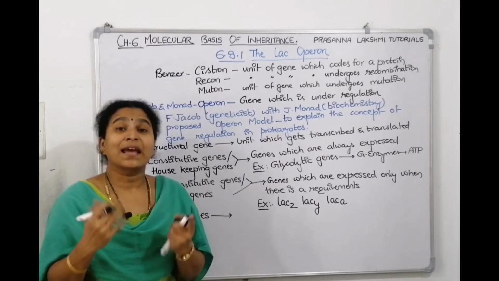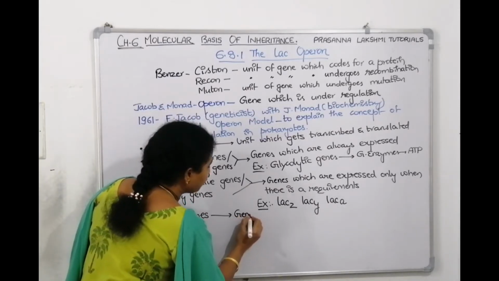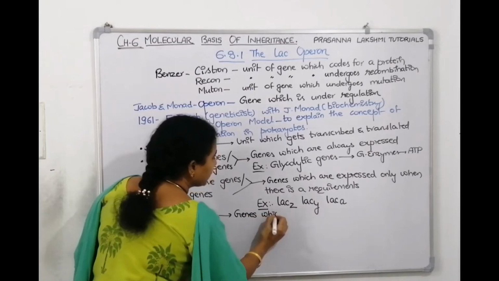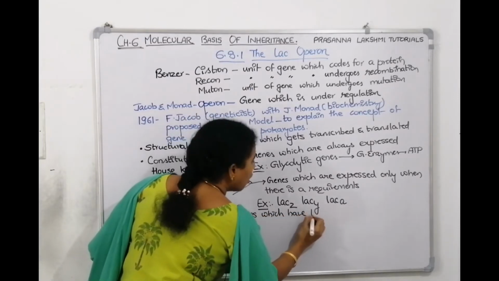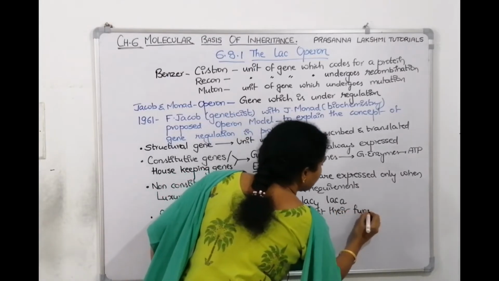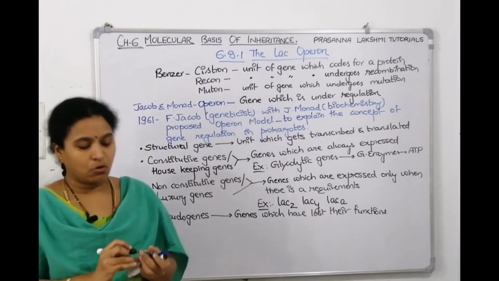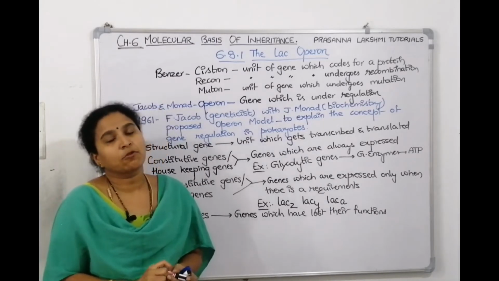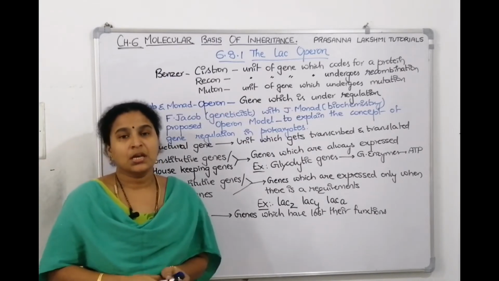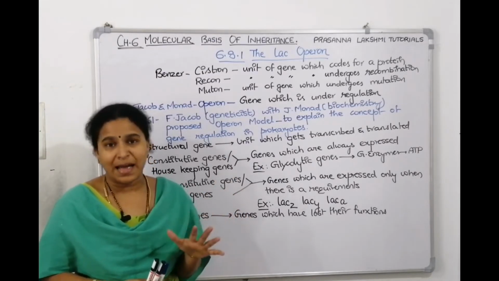So they lost their function. Pseudogenes means genes which have lost their function. They are not able to code for proteins. Earlier they were able to code, but now they have lost the ability to code for proteins. Then they are called pseudogenes. So I think with this introduction, we can step into the concept of Lac Operon, right?